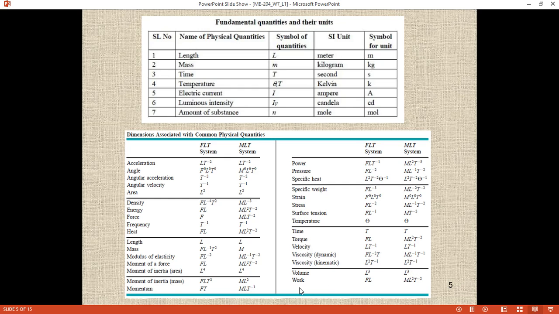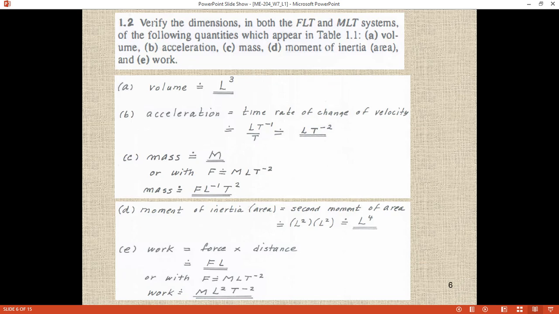You can see work here. In the FLT system the work is equal to FL, and when we converted it into the MLT system, you can see the force in MLT system is MLT minus 2. So when you multiply with L, it will become ML square T minus 2. So this we verified. This is how we change the physical quantities in the form of dimensions, and we verified that.